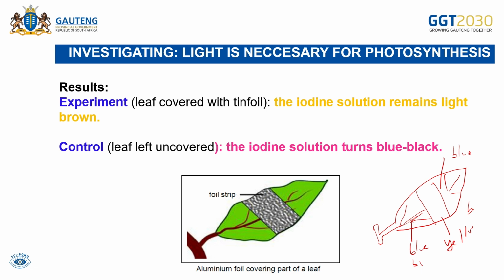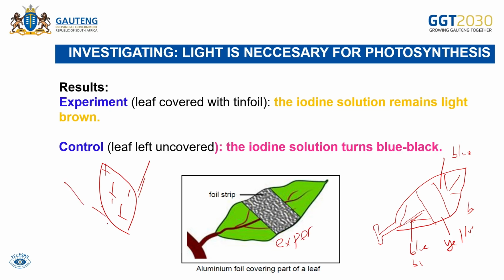So you can also have another leaf like that after you de-starch, where you don't put a foil and you put iodine everywhere, and the entire leaf will turn blue-black, saying that this one had everything, it had light everywhere. That's why there's starch everywhere. And where I covered it, there was no starch because there's no light. So this becomes my experiment.